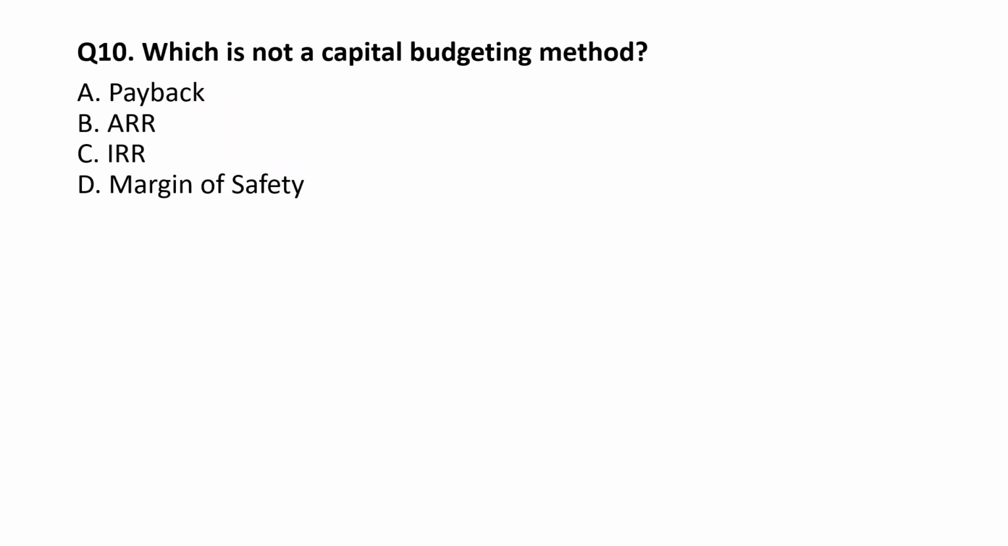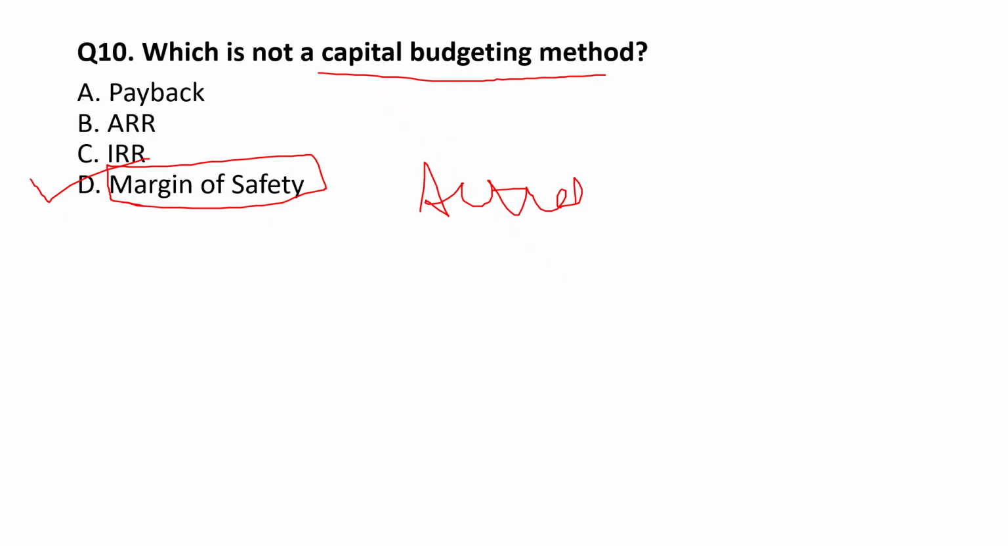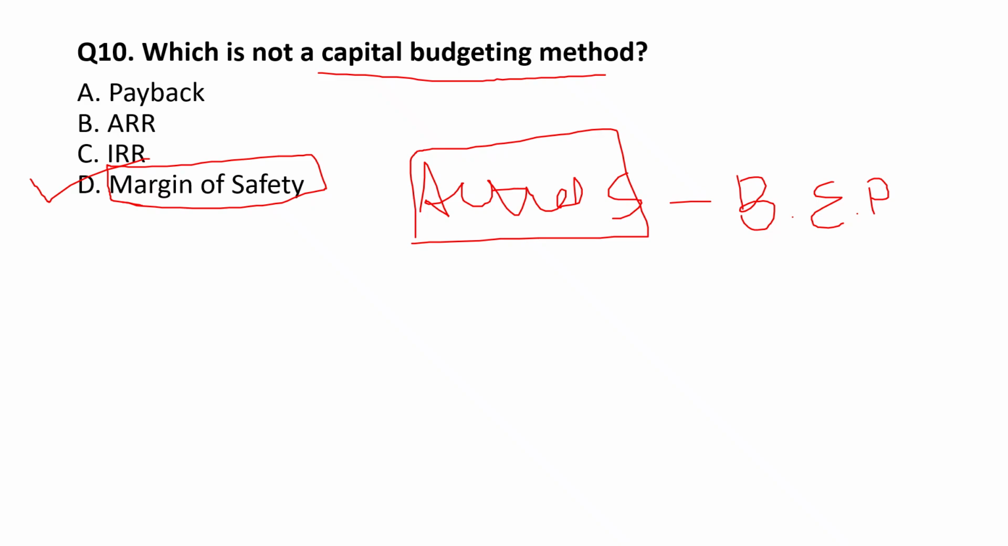Which of the following is not a capital budgeting method? Options हैं आपके पास payback, accounting rate of return, internal rate of return, or margin of safety? Correct answer is margin of safety. What is margin of safety? It is the excess sales the company makes over break-even point. Formula क्या होता है? Actual sales minus break-even point sales. That means आपने break-even point से, break-even point is your no profit no loss point, उस point से ऊपर आपने कितना sale करा है, that is known as margin of safety.